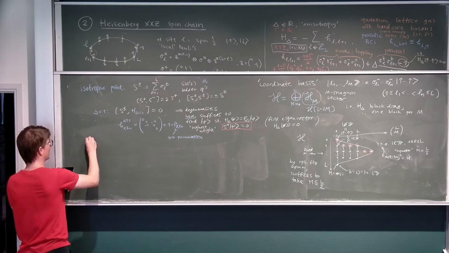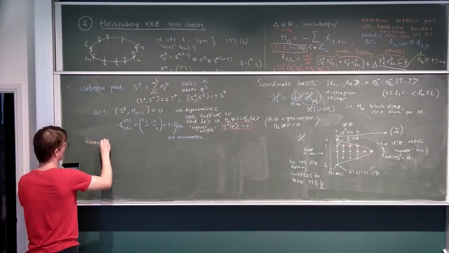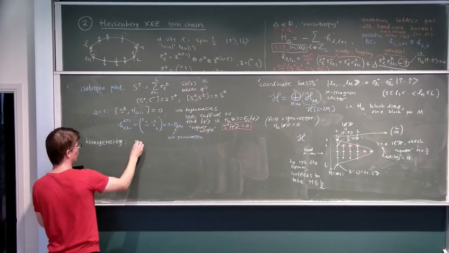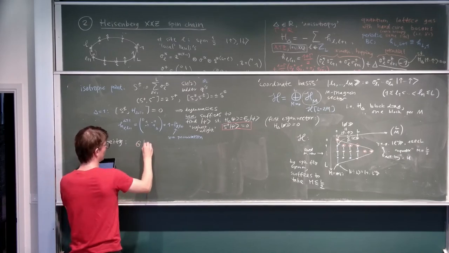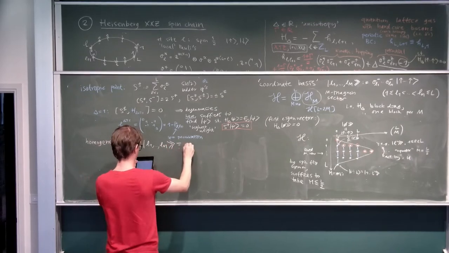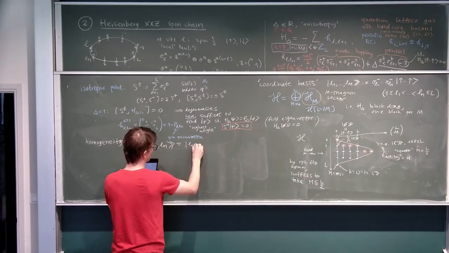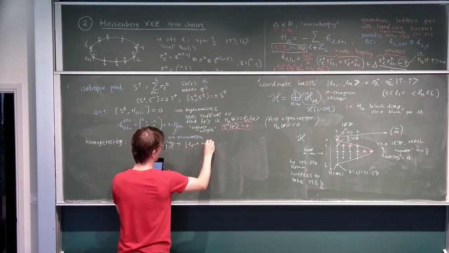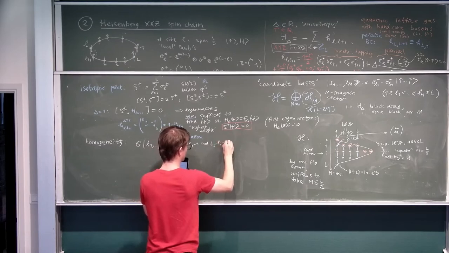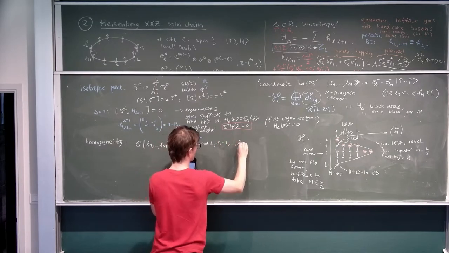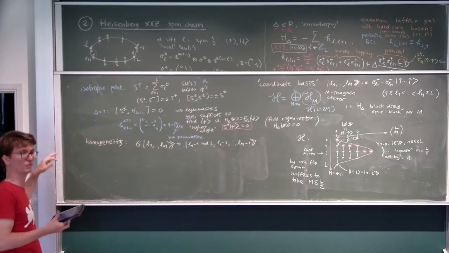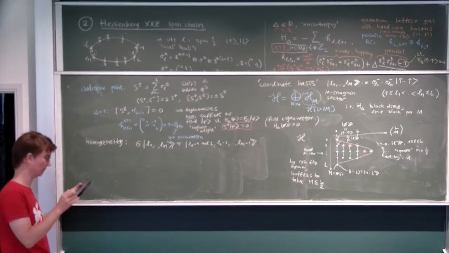Another symmetry, which is kind of clear, I guess, is homogeneity, so translation invariance. Let me define an operator G on the Hilbert space by telling you what it does on the basis. If I take some M, I'm just going to shift them one to the left, so L minus 1, and here I have to be careful that I do modulo L. Okay, so it just takes the down spins and moves them cyclically one to the left along the chain.